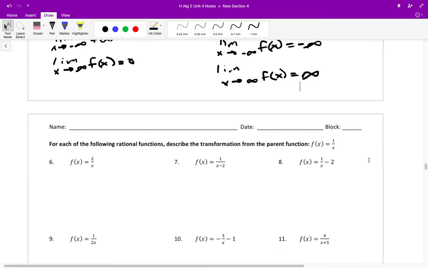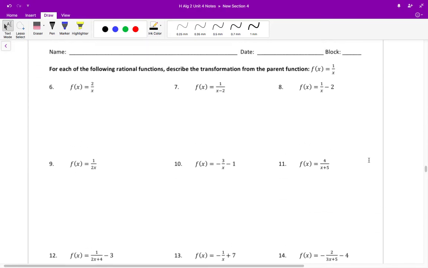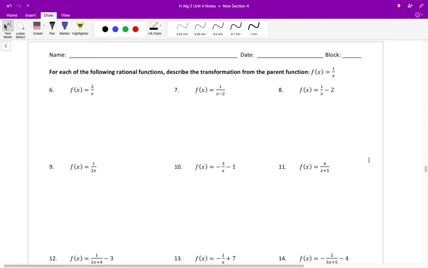Okay, so next thing we're going to talk about, and really last concept for today, is going to be all about transformations. Now, the parent function for a rational expression or a rational equation is this right here. F of x equals 1 over x. So, when we look for transformations, what you sometimes want to try to do is get 1 over x by itself. For example, like on number 6 here, one way you can rewrite 2 over x is to say 2 multiplied by 1 over x, which sometimes helps you see what the transformation is going to be more clearly.